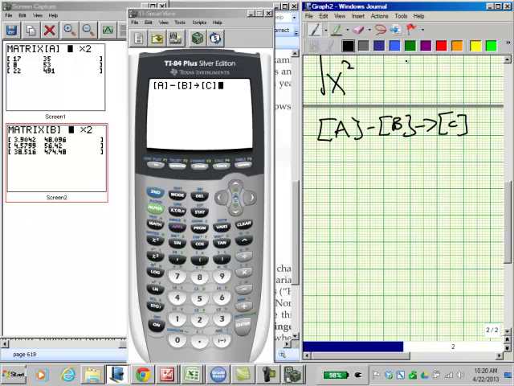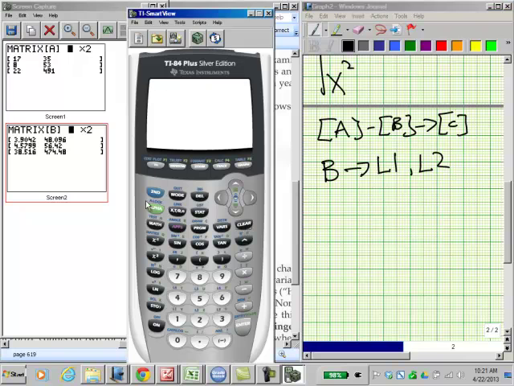Now, here's what we're going to do. We're going to take matrix B, the expected. We're going to take B and we're going to store it in 2 lists, L1 and L2. Now there's a command for doing that, okay? So we'll have matrix B in L1 and L2. So let's do that right now.